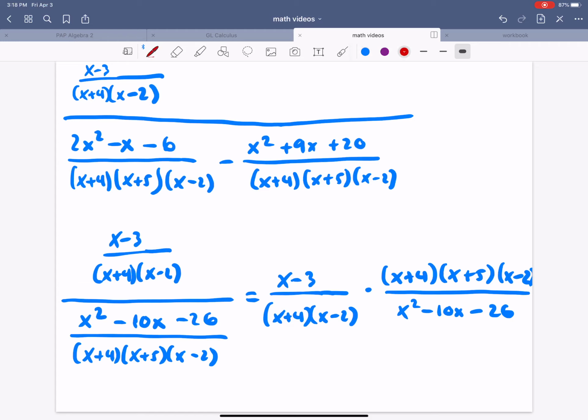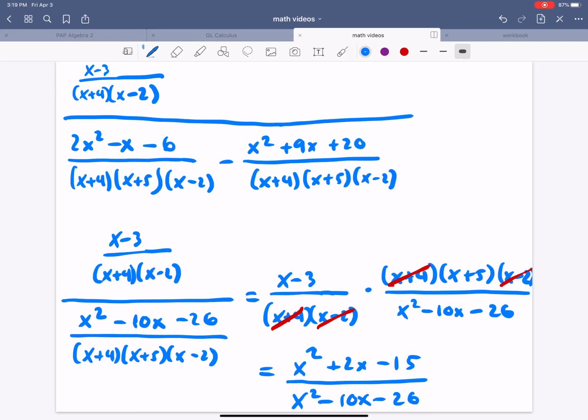Whew, we are getting there, people. So let's cancel some things. We got x plus 4 and x plus 4. They cancel. We've got x minus 2 and we've got x minus 2. Those cancel as well. So what we have left is x minus 3 times x plus 5 in my numerator. So that's going to be x squared minus 3x plus 5x is plus 2x, minus 15 all over x squared minus 10x minus 26.